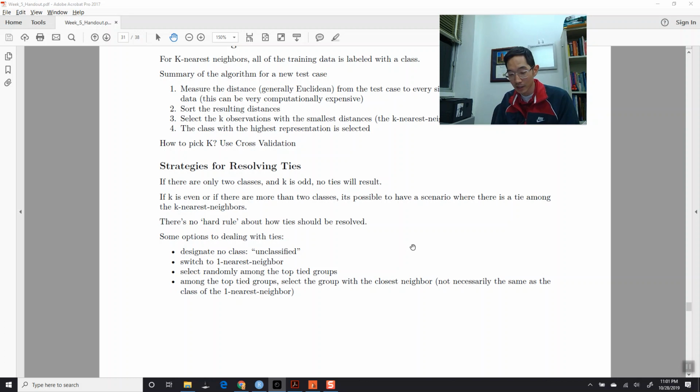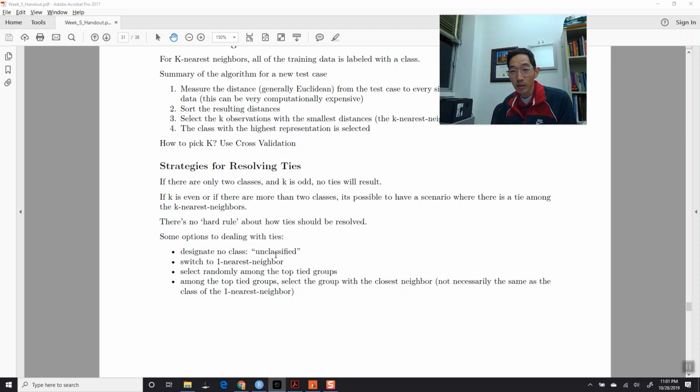There's not like one rule for everything. There's a few situations. One is you can just designate it as no class and say, well, this is unclassified because there's a tie here. That's fine. You can use one nearest neighbor. You can say, okay, we're going to switch to one nearest neighbor mode. There's never going to be a tie there.